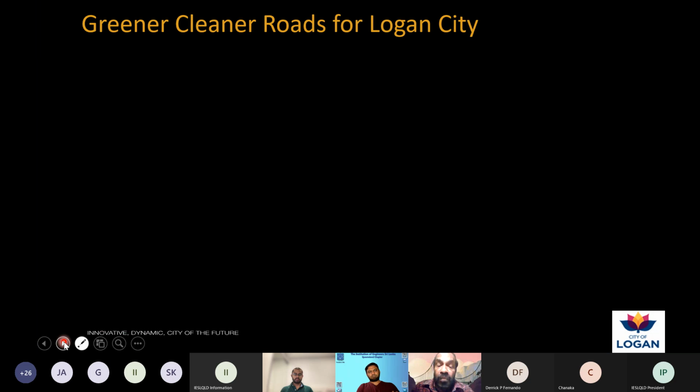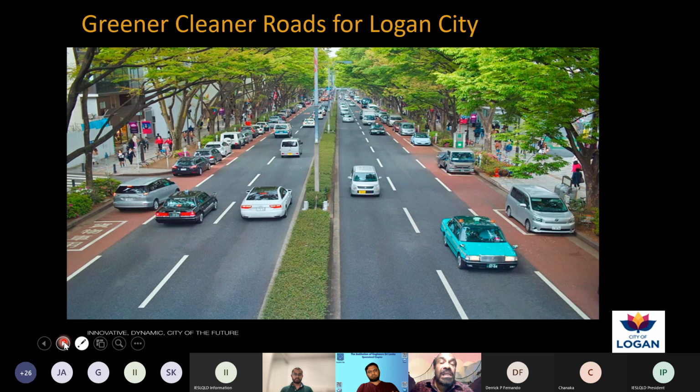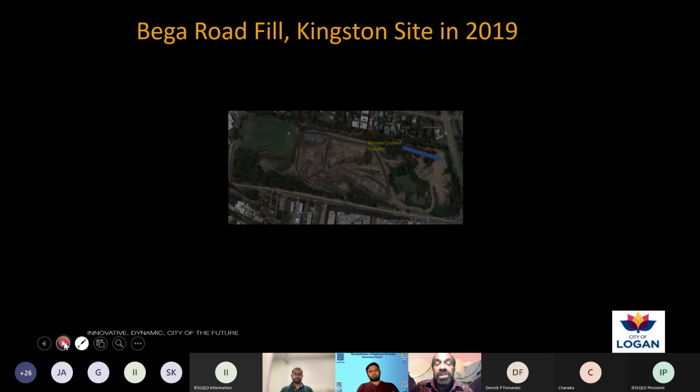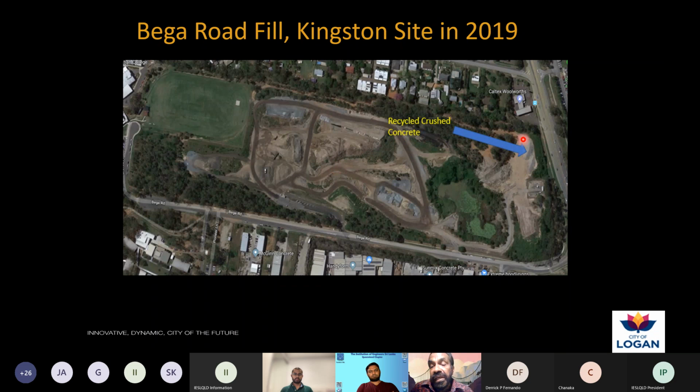Green cleaner roads for Logan. Based on this background, we thought of having green cleaner roads for our Logan Council. And later down the line, in 2019, at Bega Road, same field site, we started crushing concrete in this area. Earlier we were burying, now we crush concrete and give that free of charge to the contractor. So we wanted to get rid of the material, and then we gave the material back to the contractor free of charge. He comes there, crushes the material, and takes the material away.